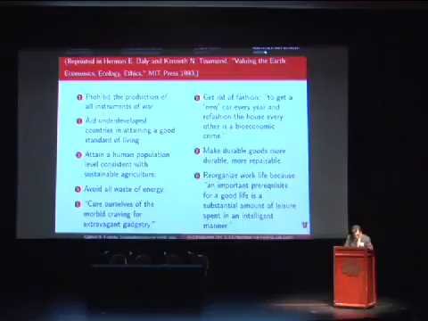Number one, prohibit the production of all instruments of war, because war is a completely economically wasteful activity. Number 2, aid underdeveloped countries in attaining a good life, a good standard of living. He had a very interesting suggestion on how to do this. He suggested instead of all kinds of foreign aid programs, the simplest way to do this is simply to abolish all immigration restrictions.